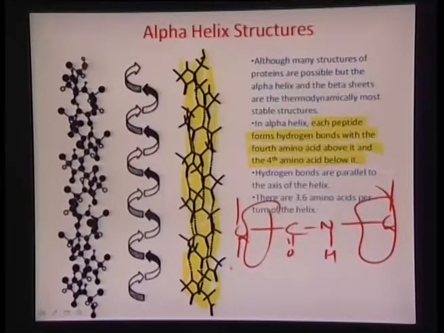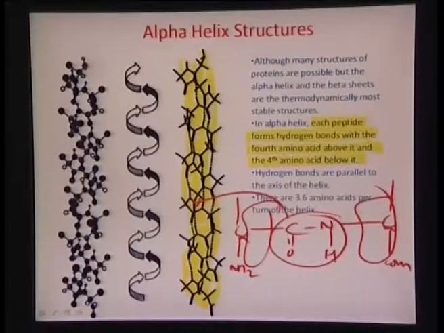So here you have NH2 attached, here you have a COH attached, something like that. So this peptide bond with the 4th amino acid in the sequence ahead and the 4th amino acid in the sequence back there formulates hydrogen bonds, because of which there is a tendency of this molecule to form alpha sort of structures. Okay.